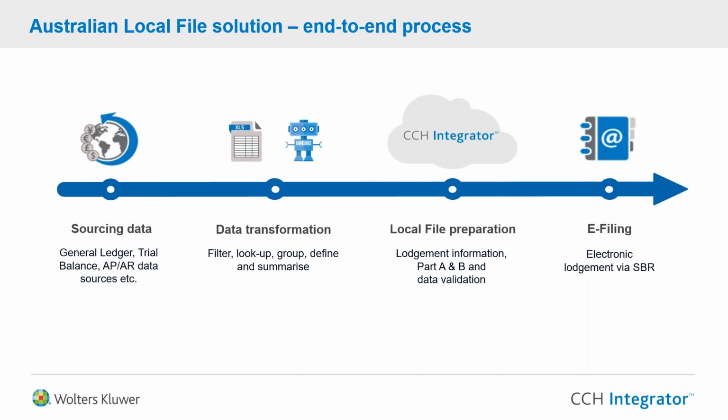Going from there, we can then import or data load all the data that is required into CCH Integrator. In Integrator, you can prepare not just your local file Part A and B, but also your lodgement information as well as all your attachments. On top of that, data validation on your disclosure as well as data export can be done in Integrator, which results in a submission of your local file in electronic format via SBR.